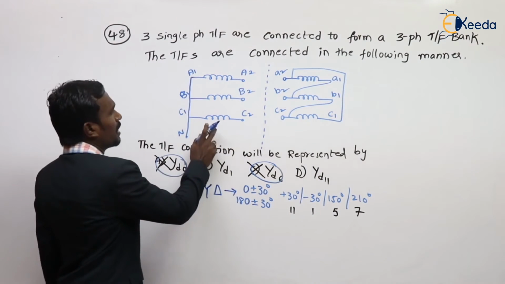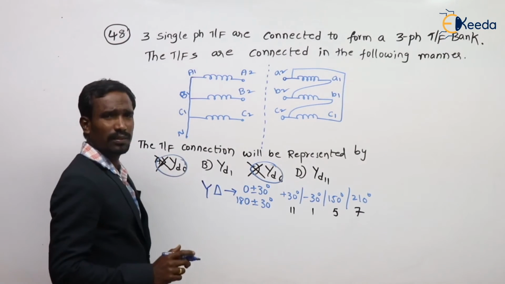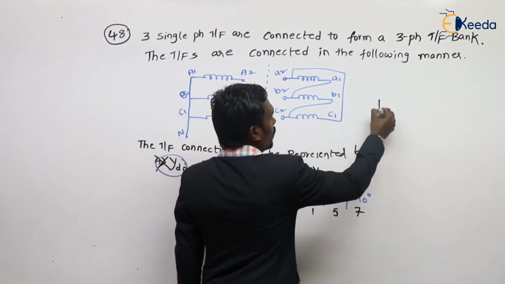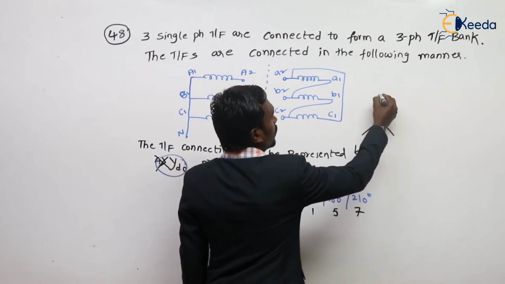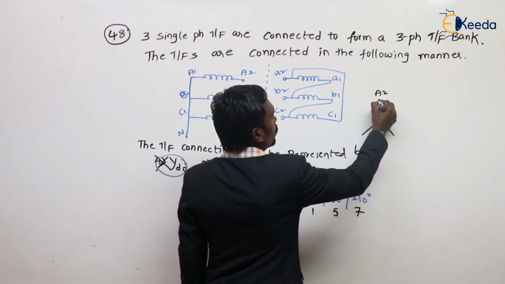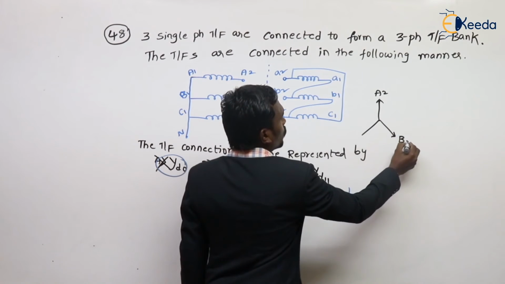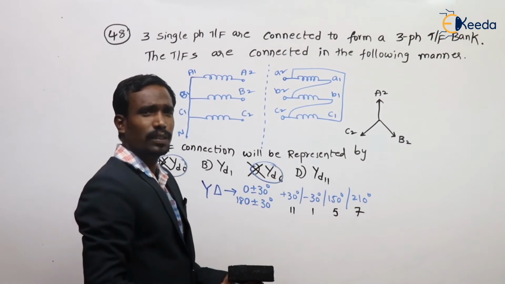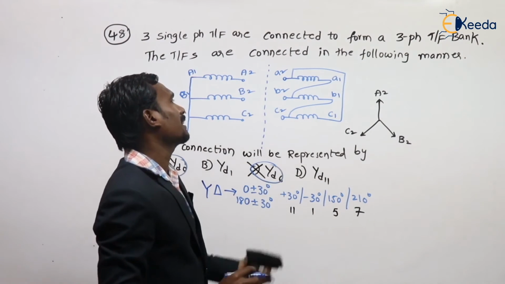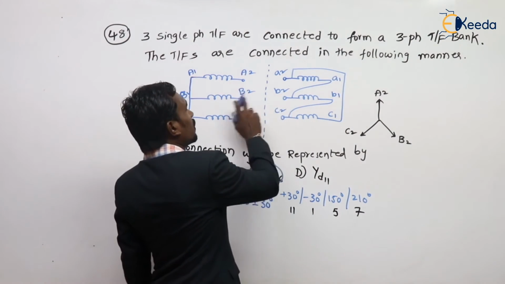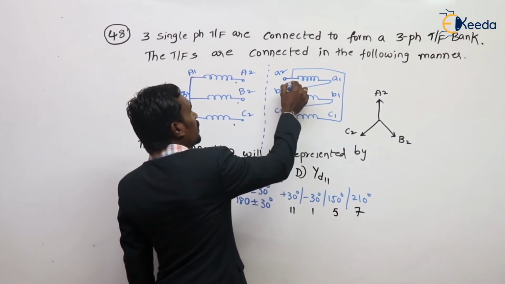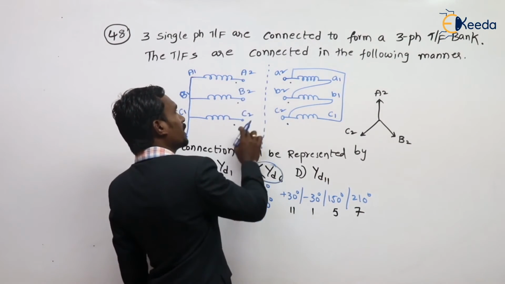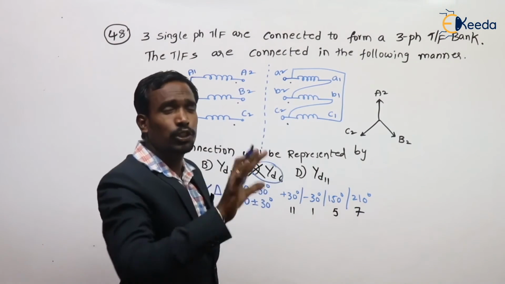First of all, draw the arbitrary star. I am drawing the arbitrary star. This is the arbitrary star with A2, B2, and C2. Now the corresponding arbitrary delta. These two are in additive manner. If there are no dot notations, we have to take a dot notation here. These two are in additive manner.